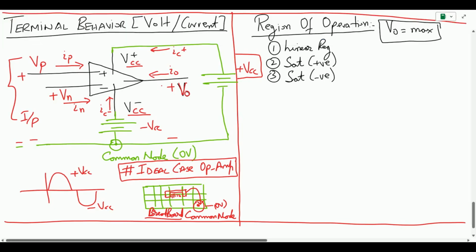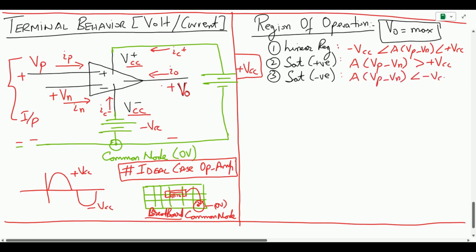So the expression for the linear region is that the voltage is going to be between plus and minus Vcc. The plus and minus Vcc are basically your biasing voltages, or we can say these are the limitations of your IC. For the saturation region, the amplification is going to be greater than plus Vcc. For the third, the negative saturation region, the amplification is going to be less than minus Vcc.